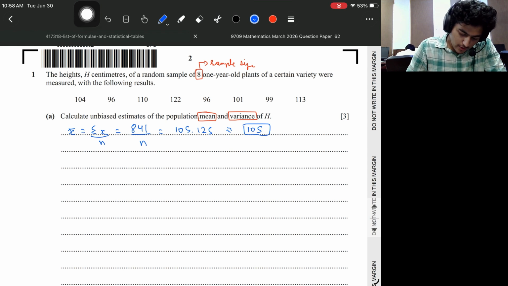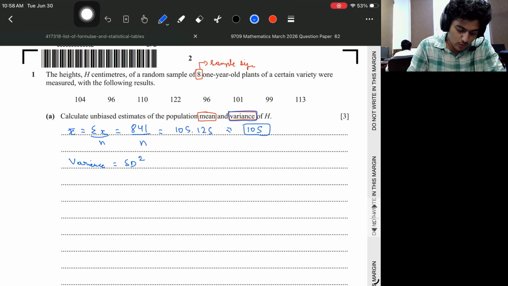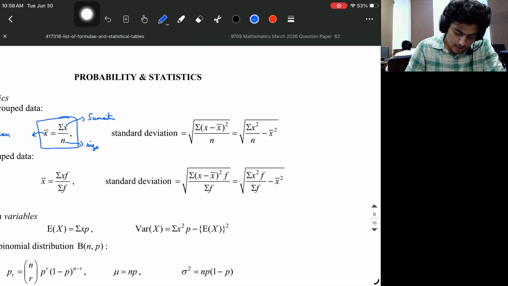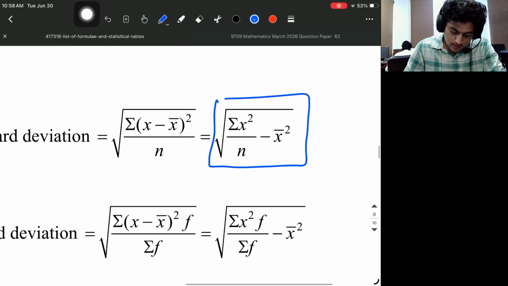Now, if we look for the variance, you guys should know, is the standard deviation squared. If you look at the formula, you will only find formulas for standard deviation. And in this case, we have two formulas here, right? Obviously, we're going to use this one. This is the less complicated one.